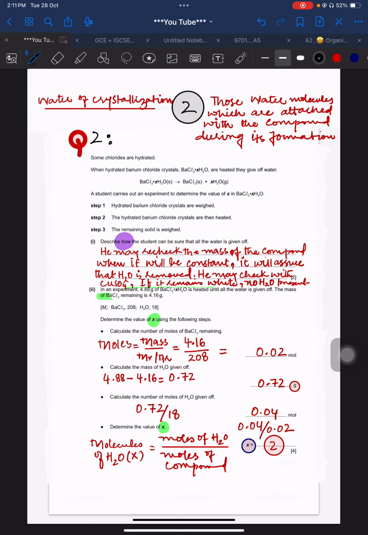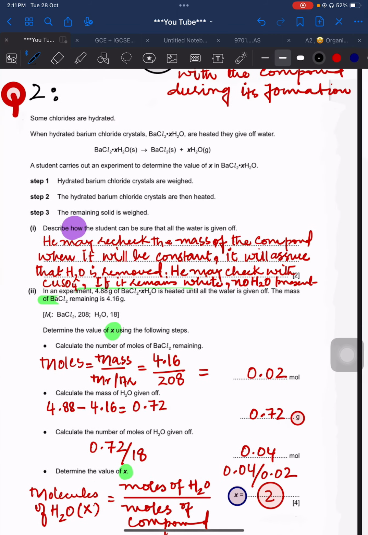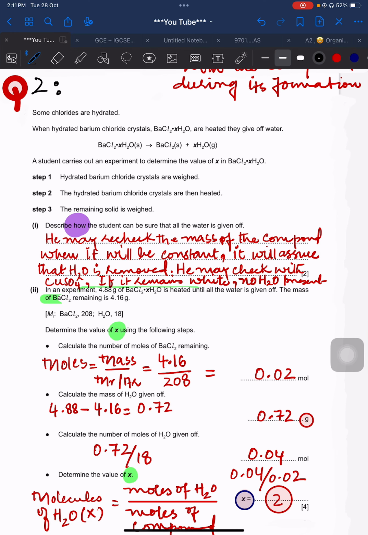Water of crystallization is explained at the top as well, that I have told you in the previous slide. Okay, I'm going to zoom it a little bit. You can check this. Some chlorides are hydrated. Are all chlorides hydrated? No, some chlorides are hydrated. The example was cobalt chloride. The example here is barium chloride, which the examiner is mentioning over here. So I am just spotlighting the question.